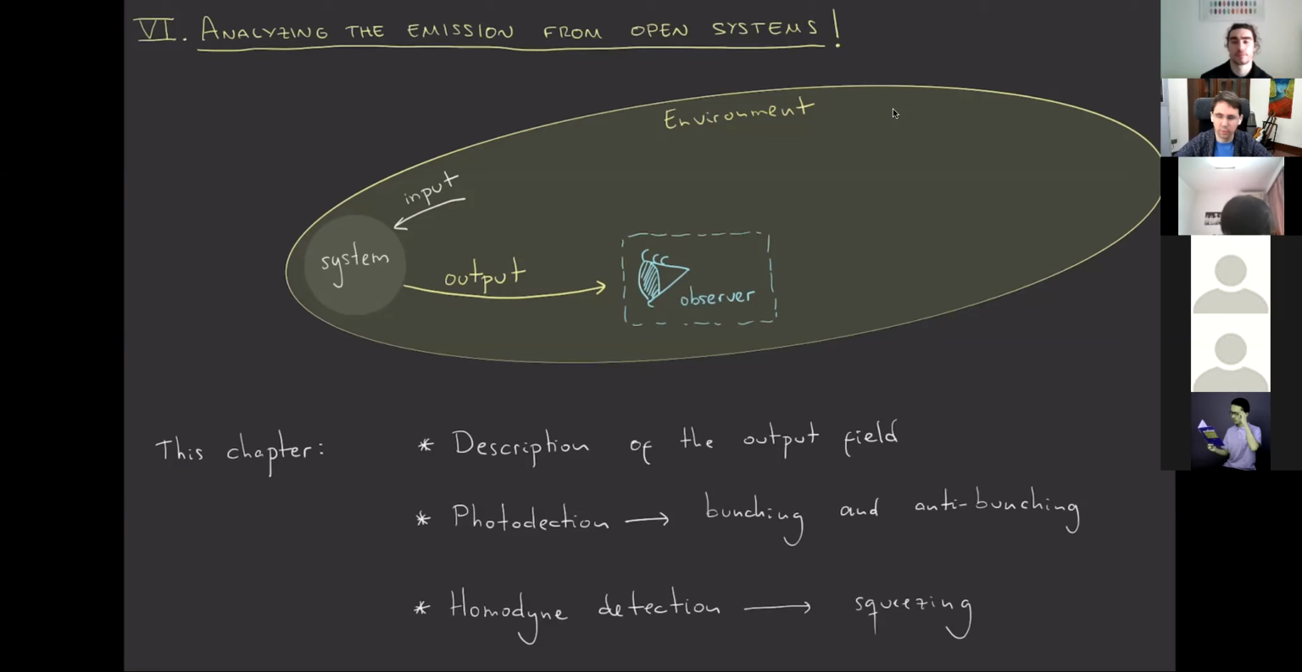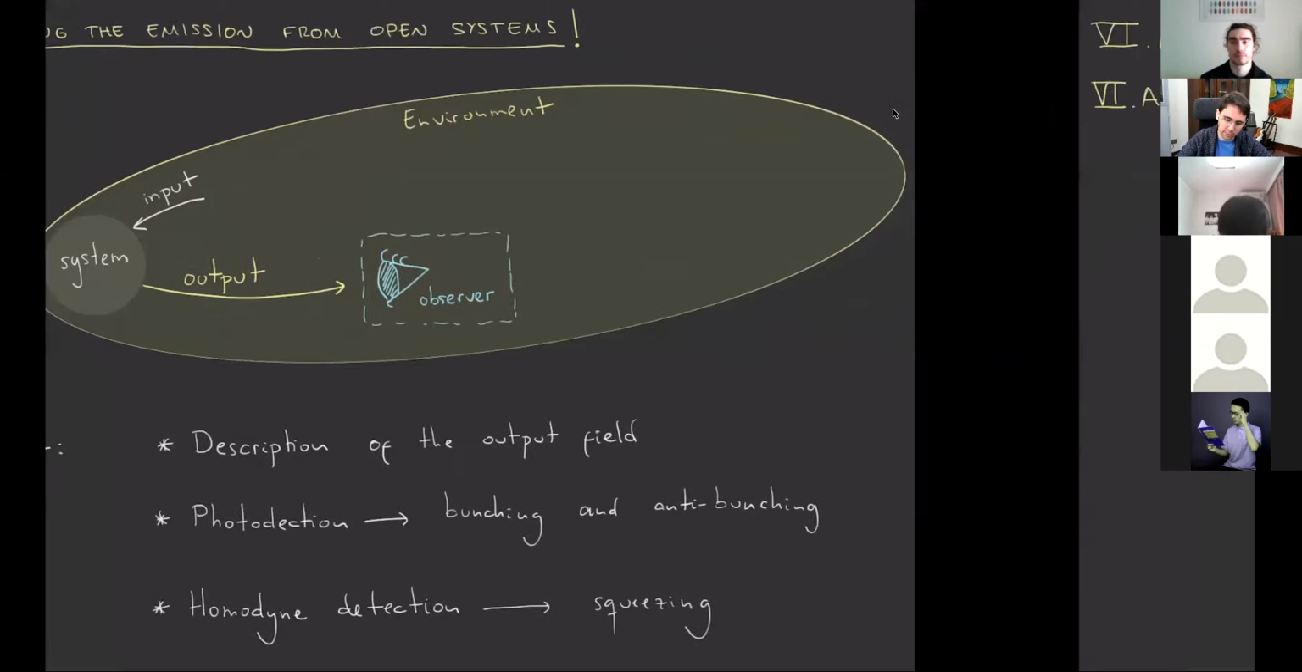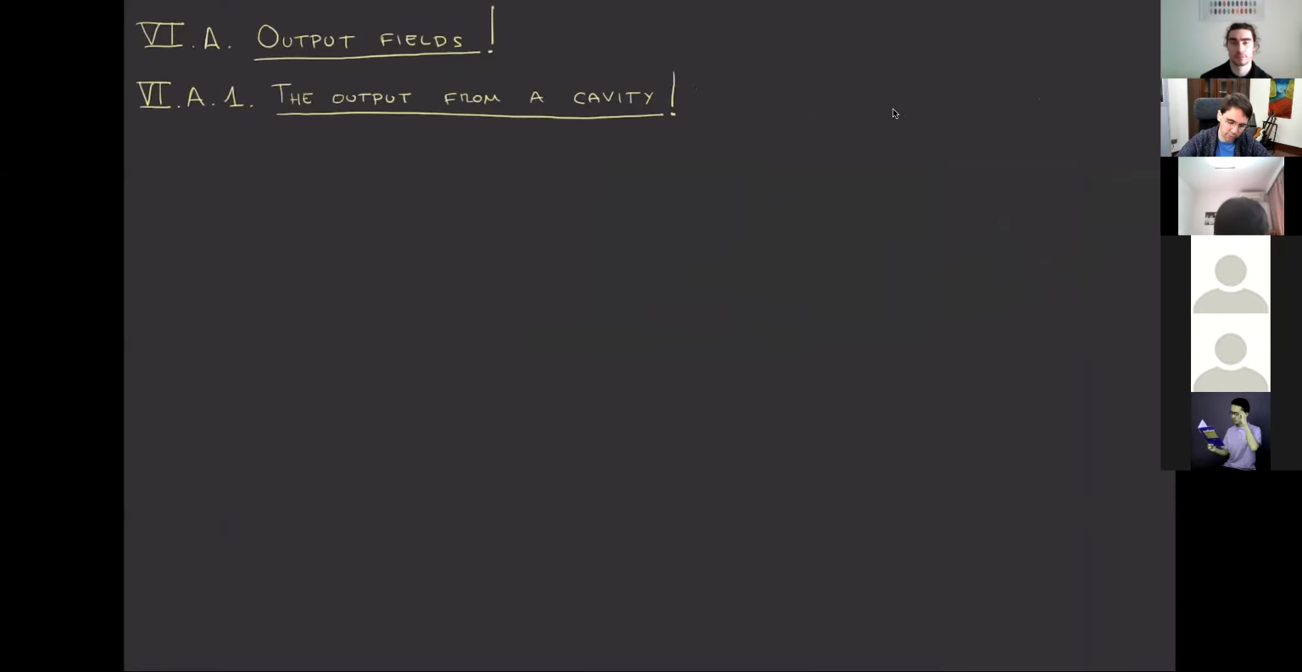Okay, so this is what we are going to do. Let me start with the first thing I promised, which is to describe the output of a cavity. We are going to do it first with the example of a cavity, but you will see that it's very generic, very general. So we define the output field.